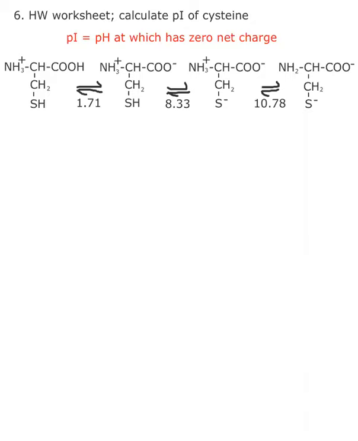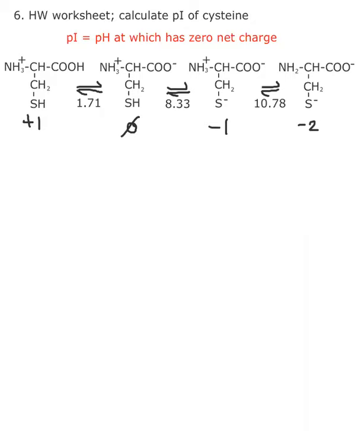So right now we have to figure out which one of these structures gives you the zero net charge. For the first form here, you will get +1 charge, right? And while the second form, you get a neutral charge. And the third form, you get -1 charge. And then the last form, you get -2 charge. So you see that right now, the second structure gives you a zero net charge.